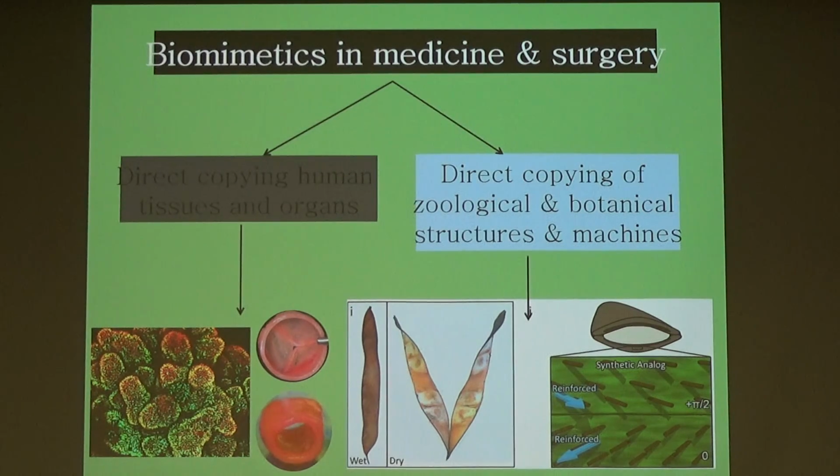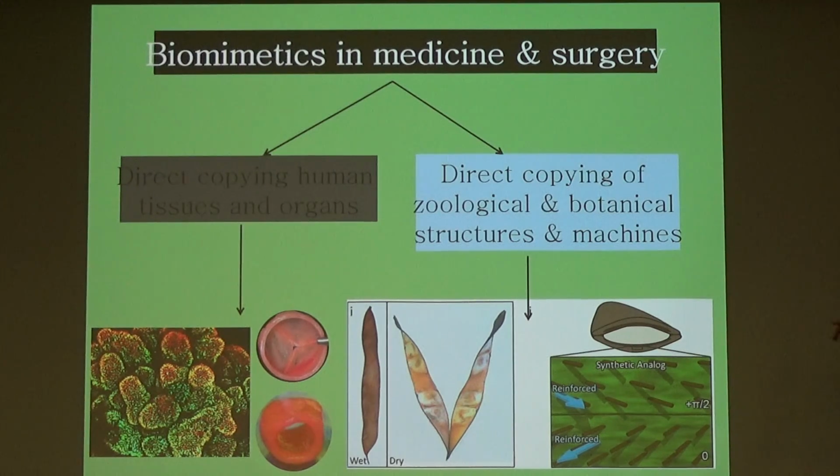So in medicine, this is another route we can take biomimetics. Look at natural structures and natural design and try and implement those in medicine and surgery. It's quite recent kind of developments, and there are a number of companies that are looking at organisms, animals and plants to design and build structures and machines and devices for medical applications.